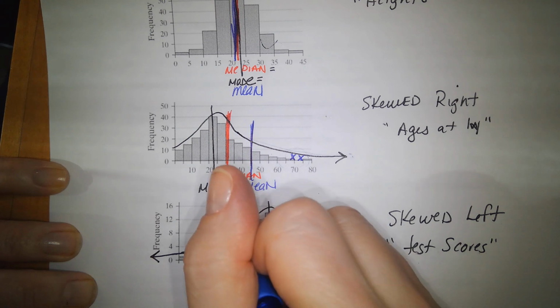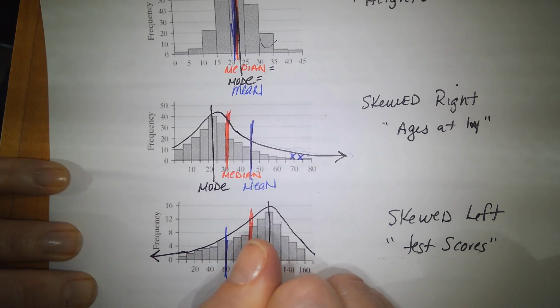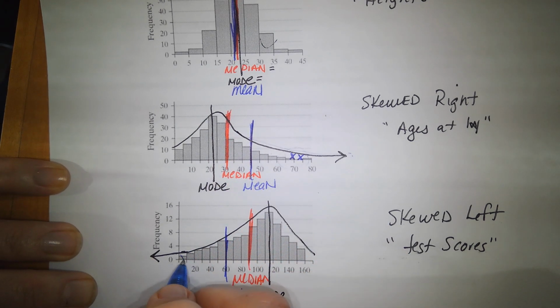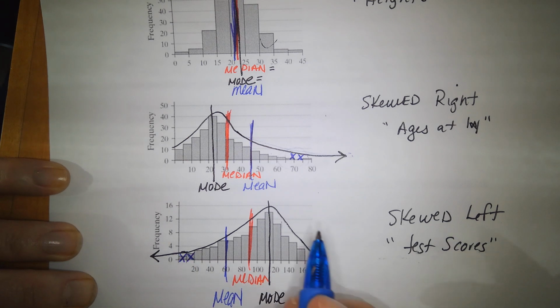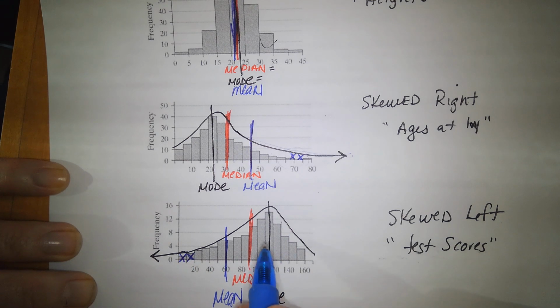And then the mean is always in the tail. The mean will always be in the tail because of these outliers, which are drastically different than the bulk of the numbers, and they're going to pull that data into the tail. So in this case, the mean is less than the median.